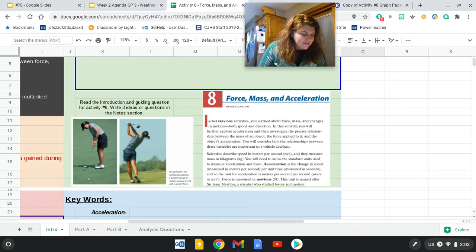In the previous activities, you learned about force, mass, and changes in motion, both speed and direction. In this activity, you will further explore acceleration and then investigate the precise relationship between the mass of an object and the force applied to it, and the object's acceleration. You will consider how the relationships between these variables are important in a vehicle accident.